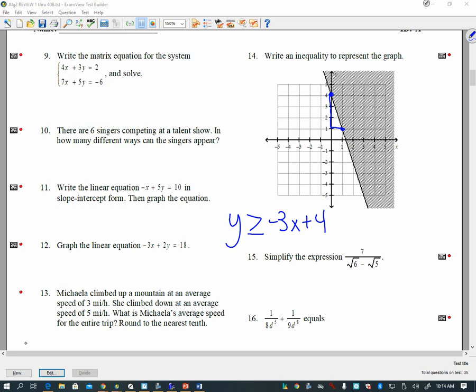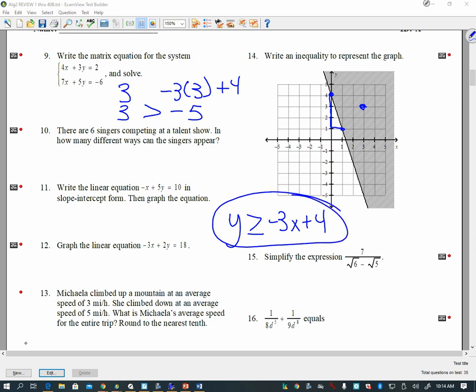So how could I do something less confusing? Could I pick a coordinate in here, like 3, 3? Yes. So I would go 3 and negative 3 times 3 plus 4. Well, what's negative 3 times 3? Negative 9. What's negative 9 plus 4? Negative 5. What is the relationship of 3 and negative 5? Which one's bigger? 3 is greater than negative 5. You see? Now, what is the answer?